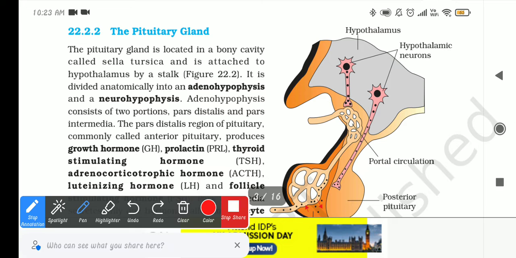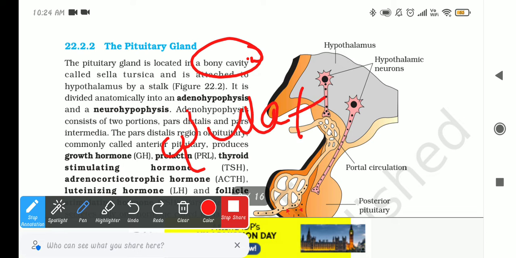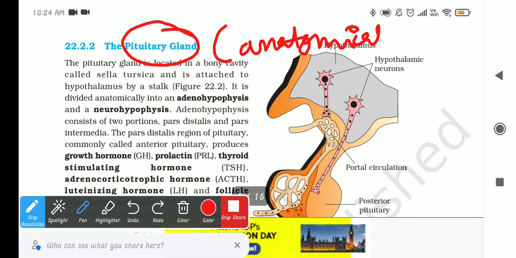In the last class we learned about the pituitary gland, that it is located in a bony cavity called sella turcica, and that it is attached to the hypothalamus by a stalk. Anatomically, on the basis of its anatomy, it is divided into two parts: adenohypophysis and neurohypophysis.